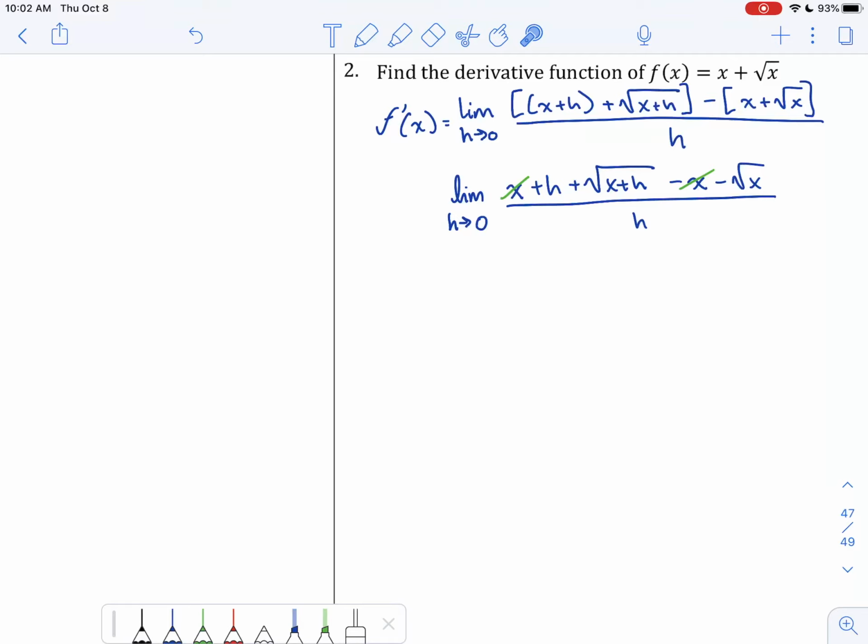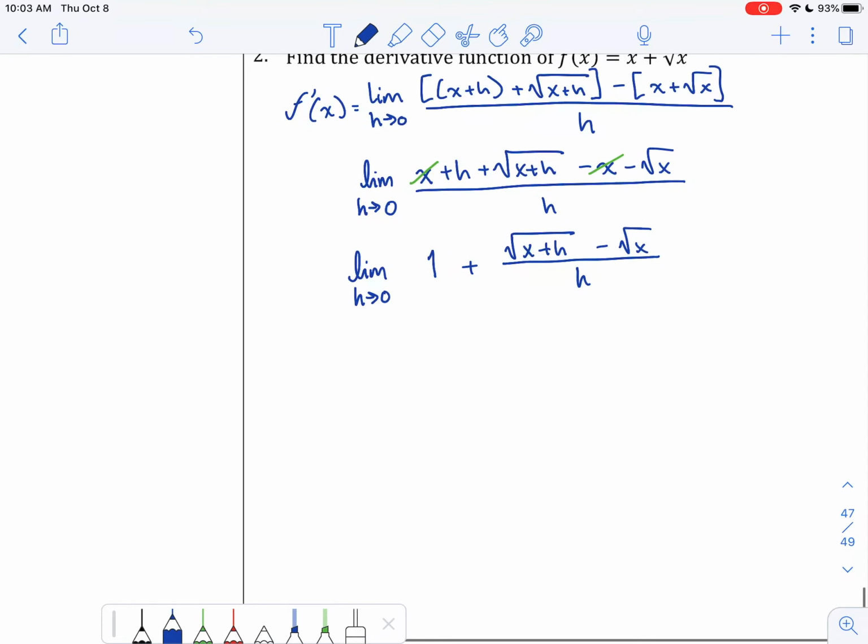This h is kind of weird and annoying. Well, here's a nice trick. You can say, well, as h approaches 0, we've got h over h plus, and I'll take the other fraction separately, root x plus h minus root x all over h. And this is great because h over h just becomes 1. And now we don't have to worry about any additional variables.